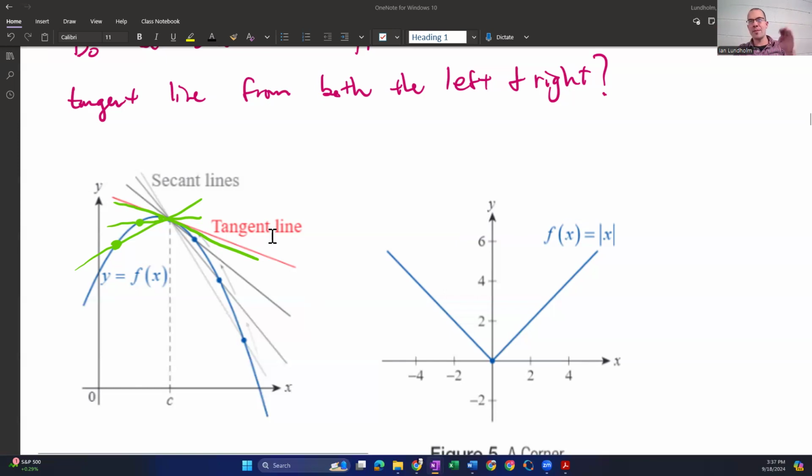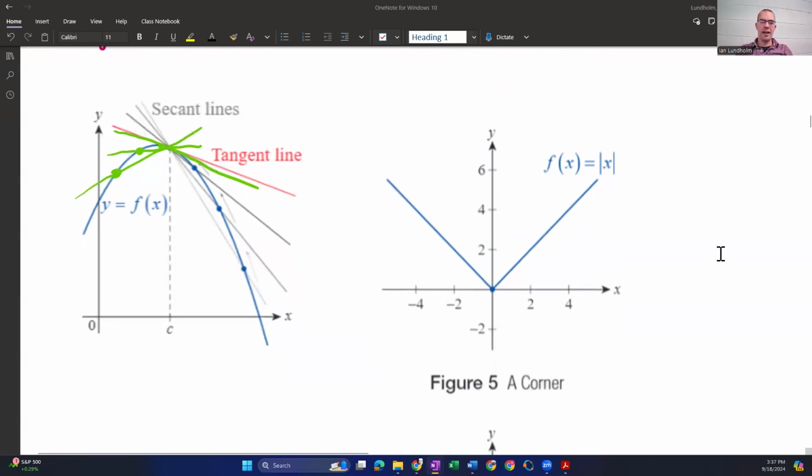In contrast, with the absolute value function to the right here, if we were taking any slope over here, we could measure this slope as being a slope of -1. If we were coming from the right, we could measure this slope as a +1.